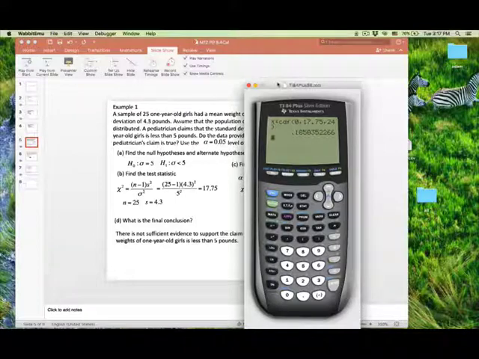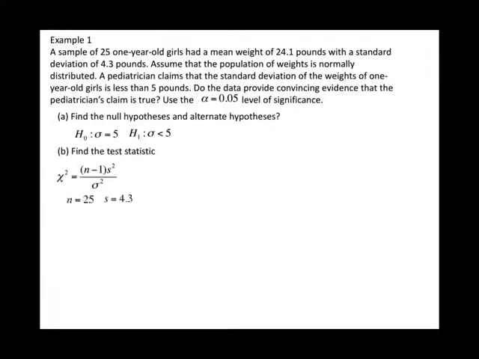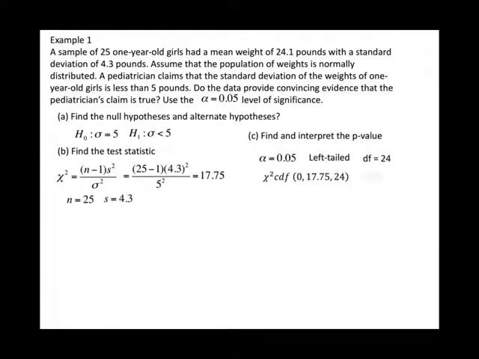Okay, so this is going to be my p-value. And then now we're going to interpret the p-value. We're going to compare the p-value with your significance level. Okay, and then the p-value is greater than the significance level, 0.05. So that will be fail to reject the null hypothesis.